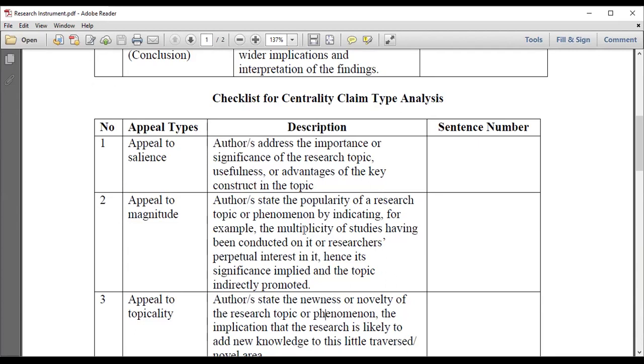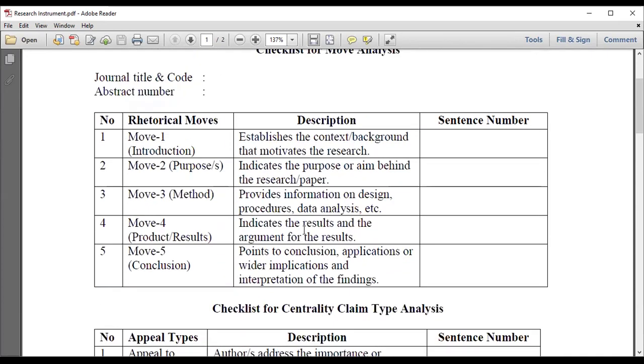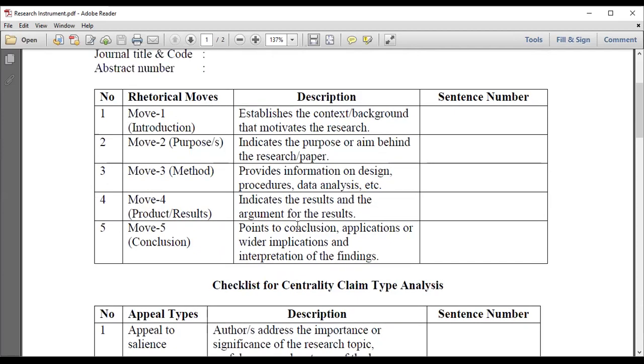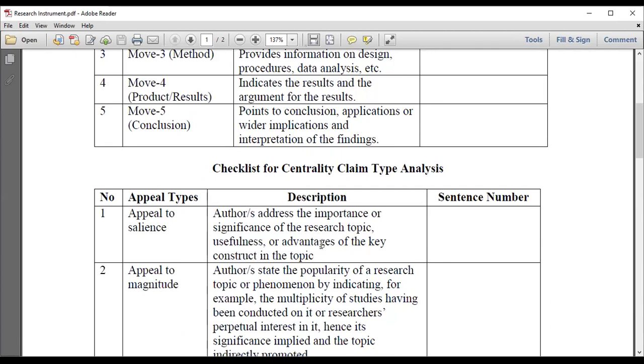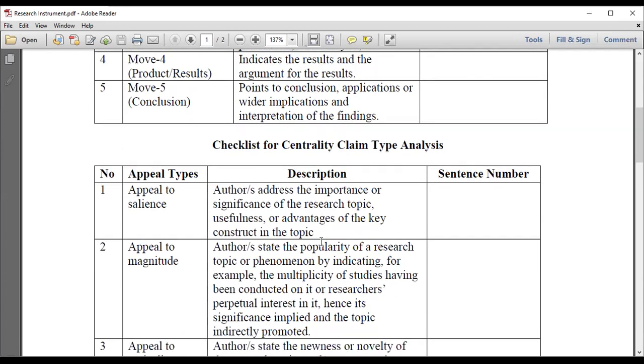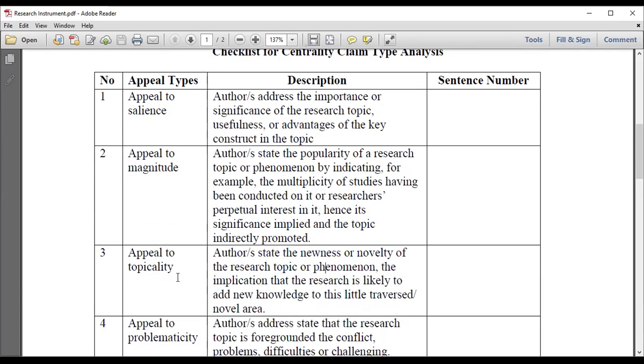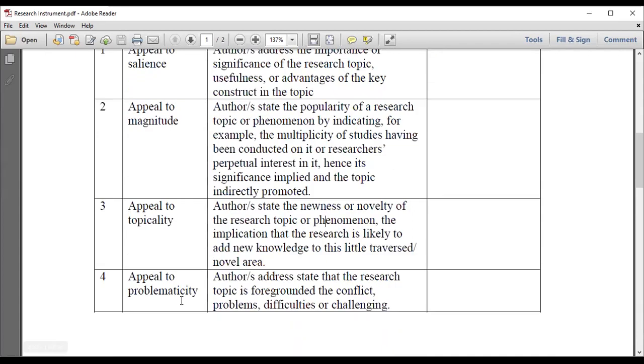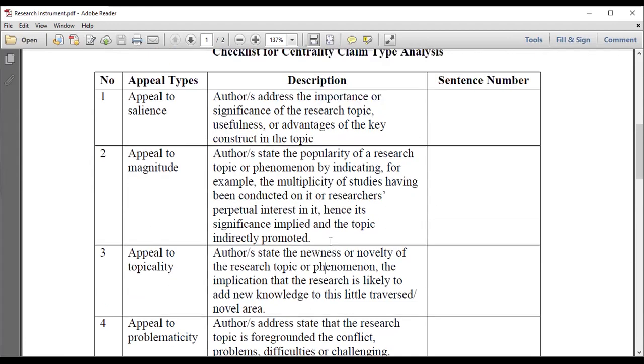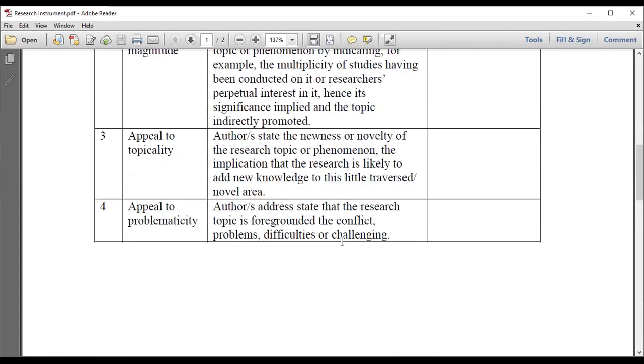From the same abstract, not a different abstract, not abstract number two, still abstract number one. So after analyzing the moves of the abstract, you go on with looking at whether you can find the appeals: appeal to salience, appeal to magnitude, appeal to topicality, or appeal to problematicity. If you can find it. If you don't find it, that's okay, no problem. Just leave them blank.